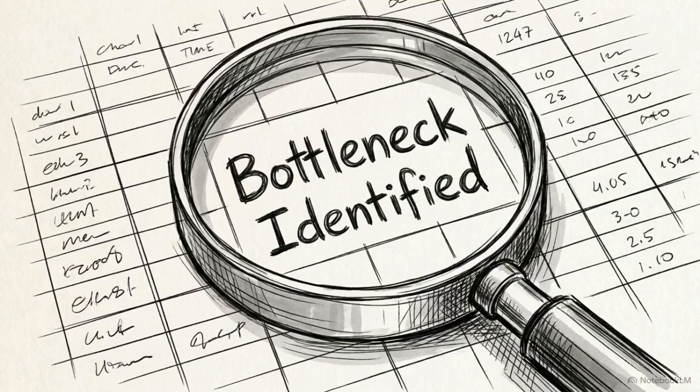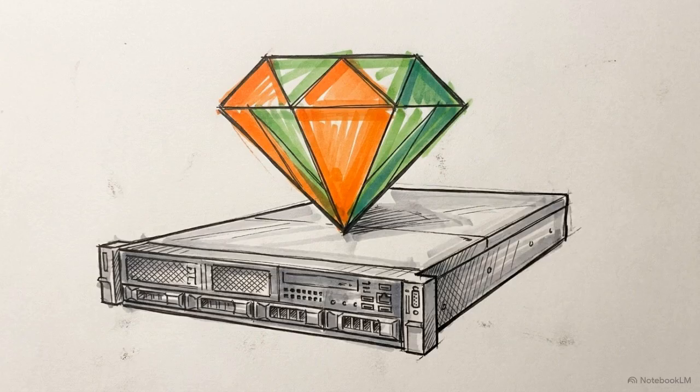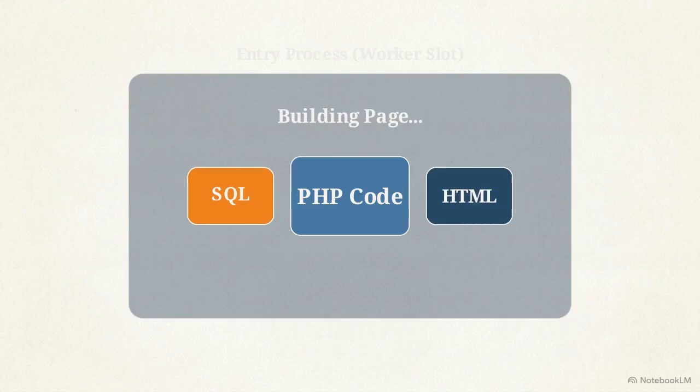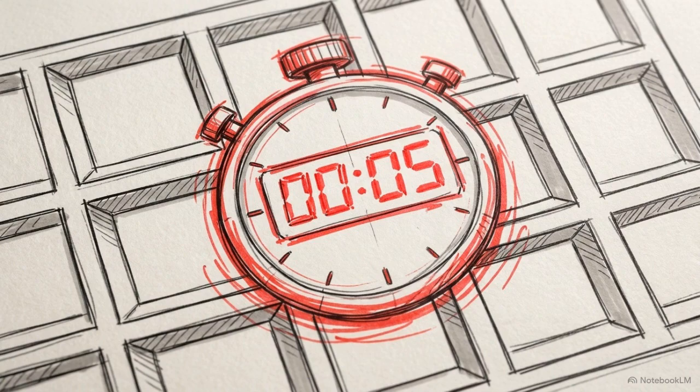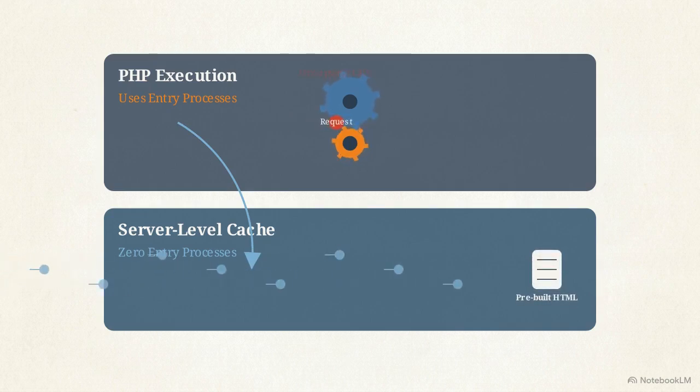Now that we know the problem is concurrency, we can apply the most effective zero-cost fix available, full-page server caching using the LiteSpeed Cache plugin. When a visitor requests an uncached web page, the server has to execute the full WordPress PHP code. That process traps one of your concurrent EP slots for the entire duration of the page build. A cached page bypasses PHP execution entirely. When an anonymous visitor requests that same page, the server hands them the pre-built version. It consumes 0 entry processes.